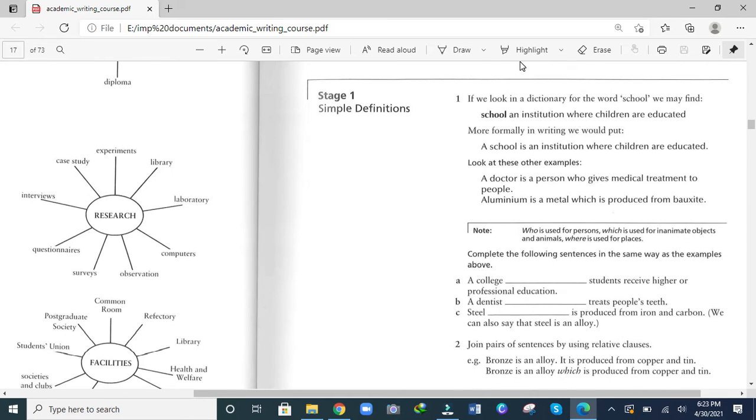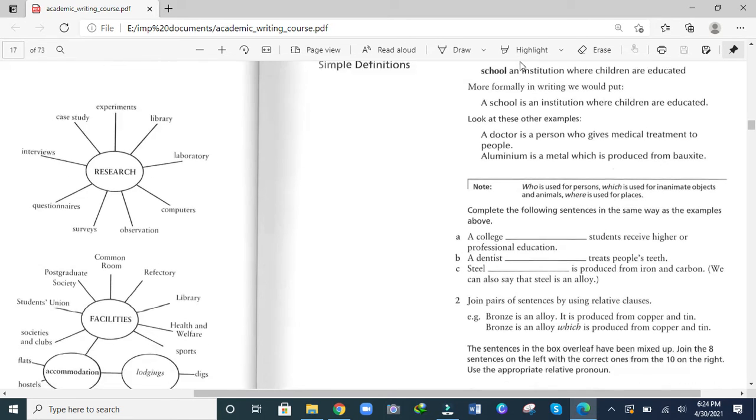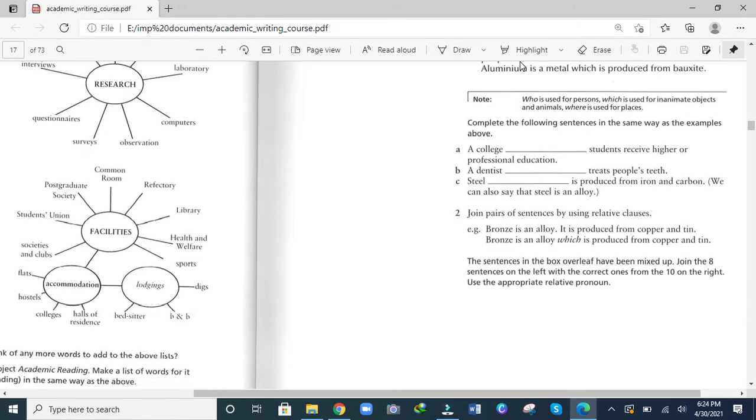So here is stage 1, simple definitions. If you look in a dictionary for the word school, we may find: school, institution where children are educated. More formally in writing we would put: a school is an institution where children are educated. Look at these other examples. A doctor is a person who gives medical treatment to people. Aluminum is a metal which is produced from bauxite. Note, who is used for persons, which is used for inanimate objects and animals, where is used for places.